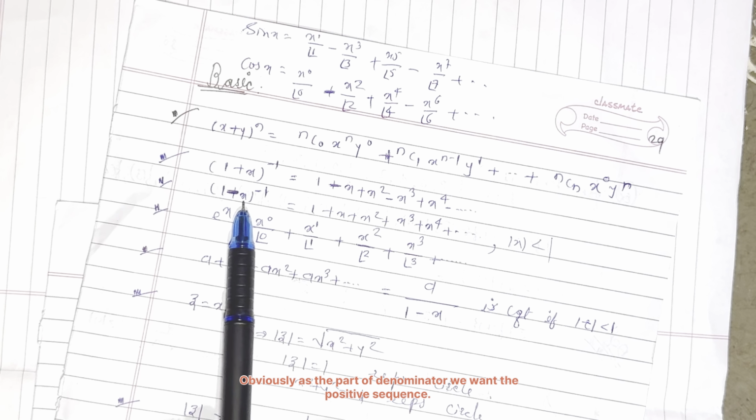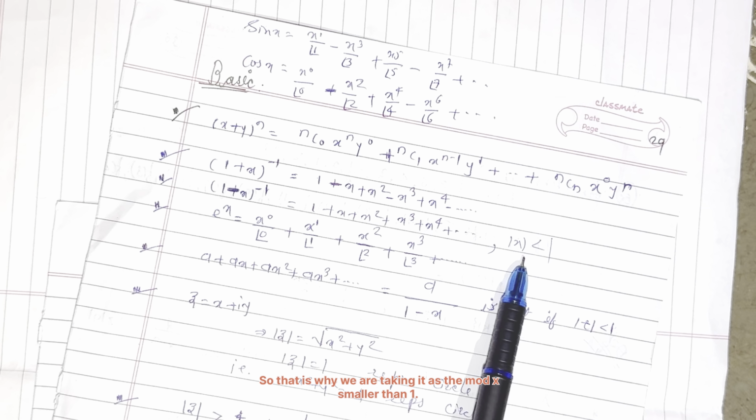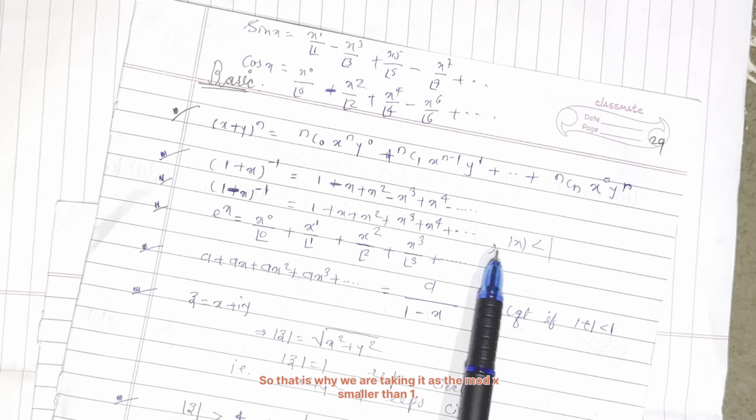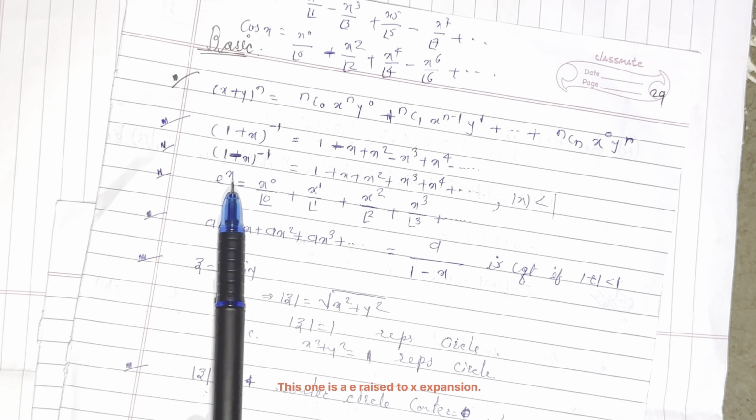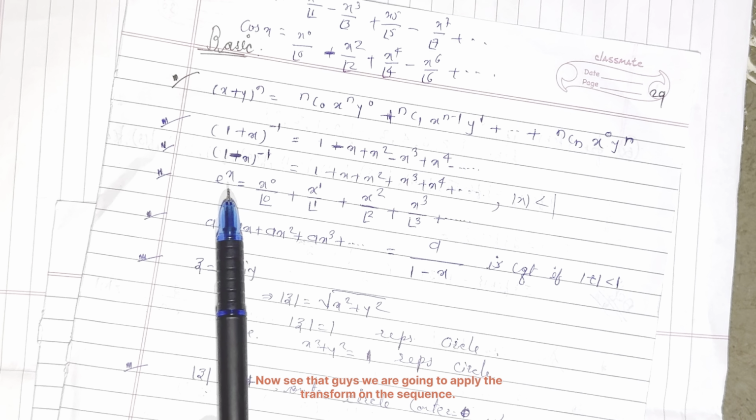Obviously, as part of the denominator we want the positive sequence, so that's why we are taking mod x smaller than 1, okay. This one is an e raised to x expansion, okay. This one is a series expansion.